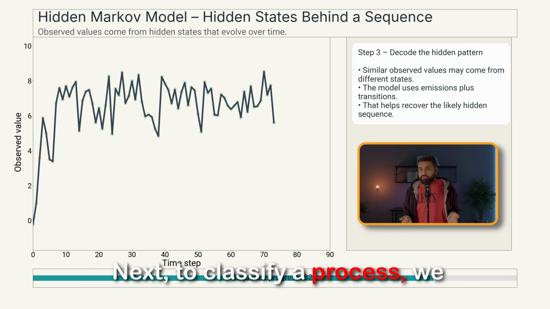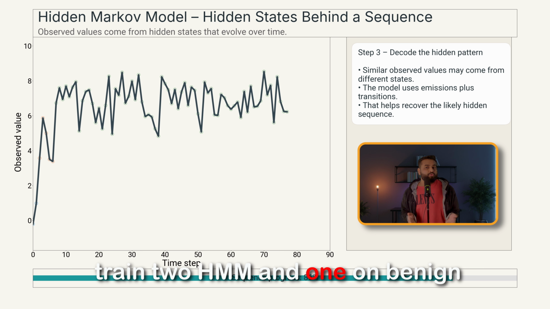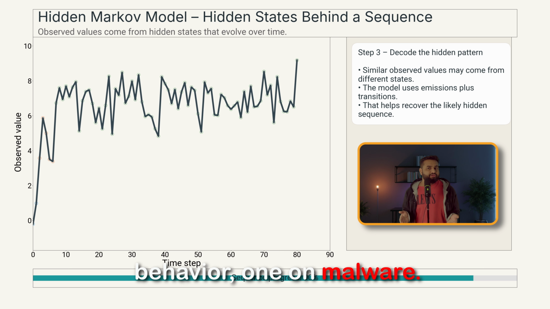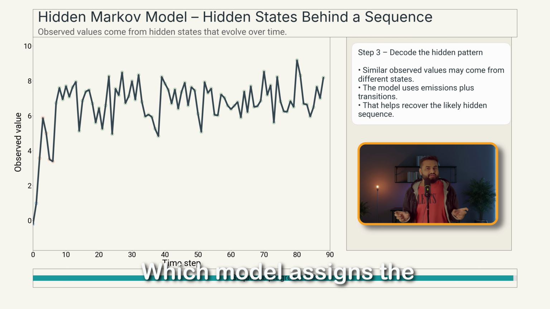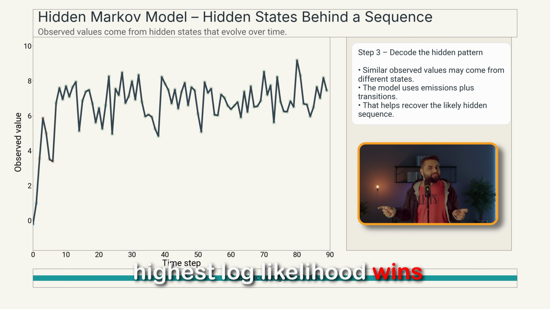Next, to classify a process, we train two HMMs, one on benign behavior, one on malware. We then score the observed sequence against both models. Whichever model assigns the highest log likelihood wins.